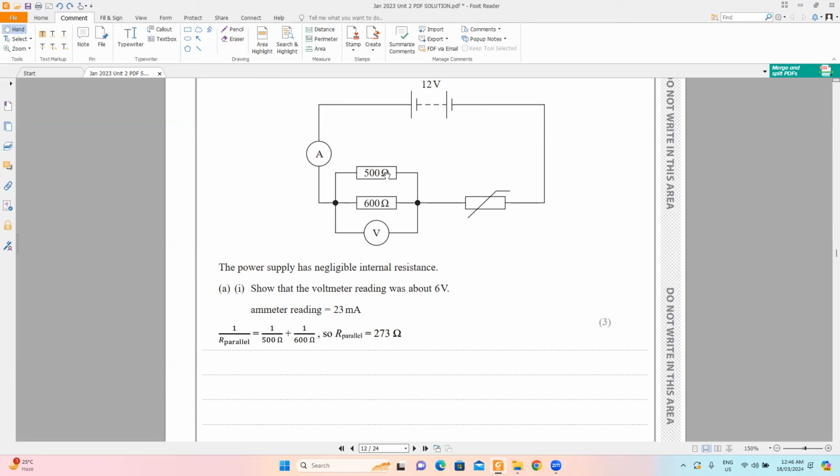And if I have the resistance, I know the current as well. Current is 23 milliampere. So the voltage would be V equals IR. So 23 milliampere times the total resistance gives me the total voltage across the parallel branch.